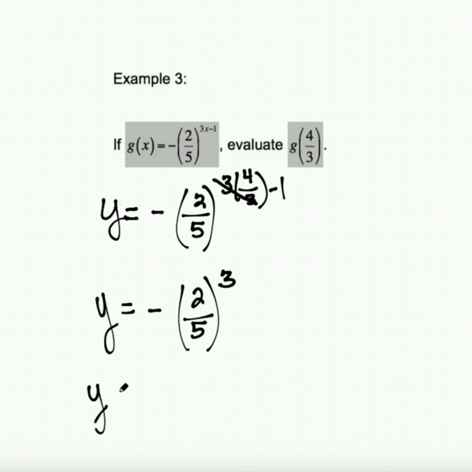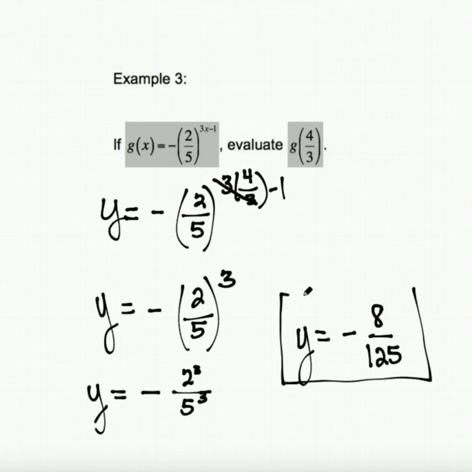So really what's happening is you can look at it as y equals the opposite of 2 cubed over 5 cubed, okay? Give that cube to both pieces, and we've done that previously. So my final answer is y equals -2 cubed is 8, and 5 cubed is 125. So -8/125.